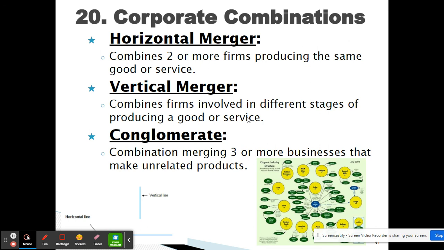A conglomerate is when you have a merging of three or more businesses that may be totally unrelated. General Electric, they were in broadcasting, but they were also making appliances. And maybe they were also making clothes, or I don't know, whatever. But when you have these businesses that are so huge that they're making all kinds of different stuff, it's considered a conglomerate.